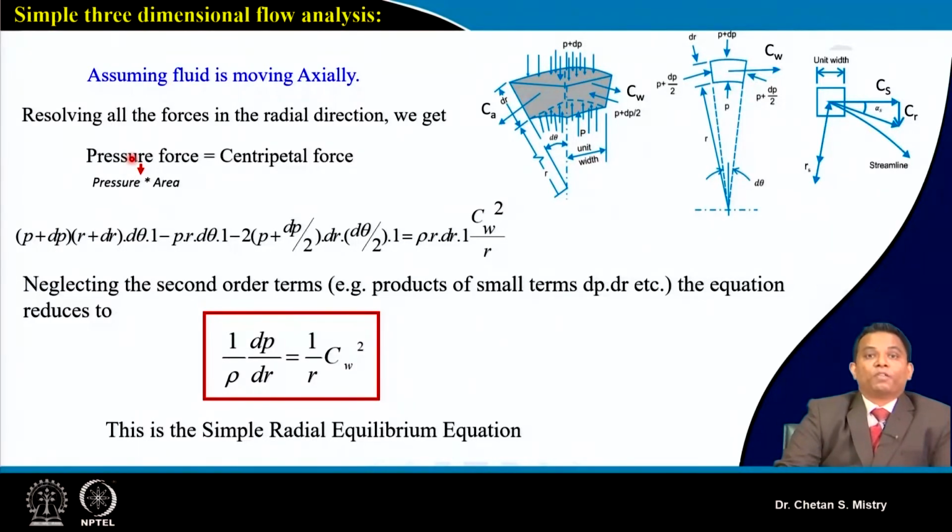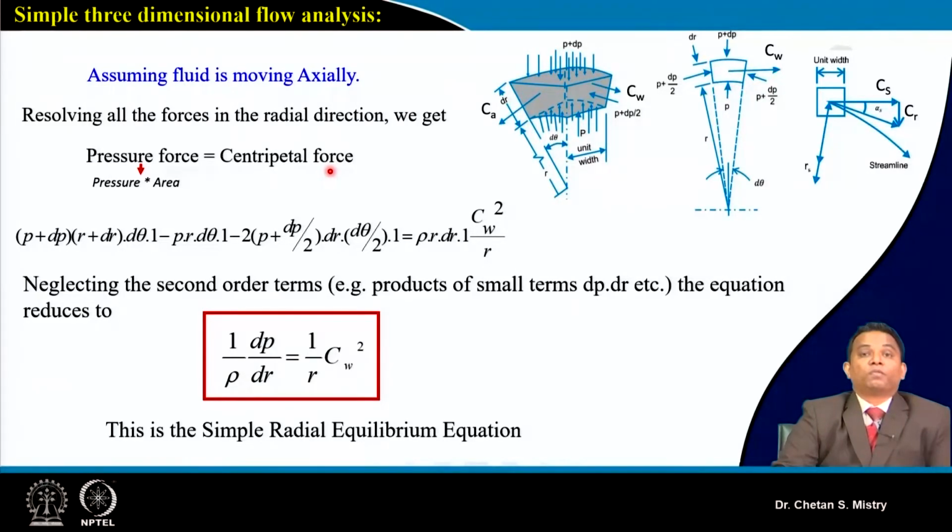So if we consider our pressure force, what we know is that pressure force is given by pressure into area. So that's what we are writing here. For this upper part, it is P plus dP into r plus dr into d theta into 1. We can say our width to be unity, or 1. In the same way from the lower side we can write P into r d theta into 1. In the same way on both sides we can write 2 times P plus dP by 2 into this expression, and that will be balanced by my centripetal force.